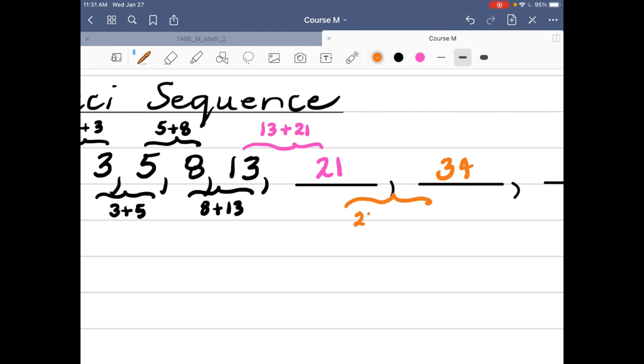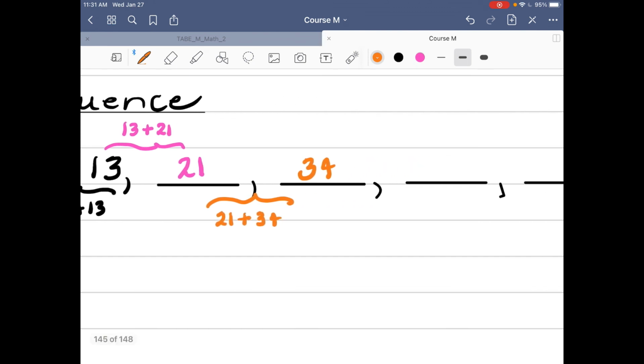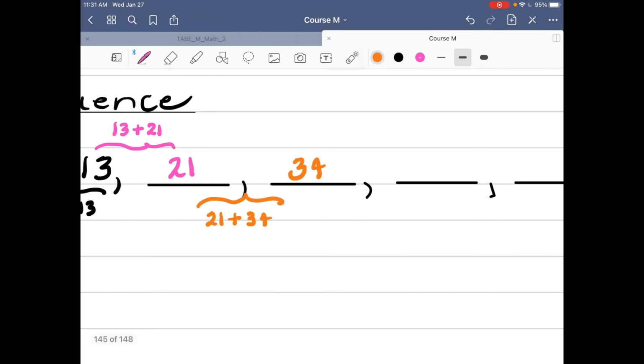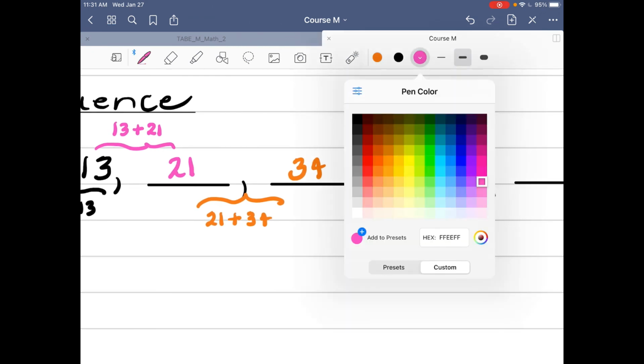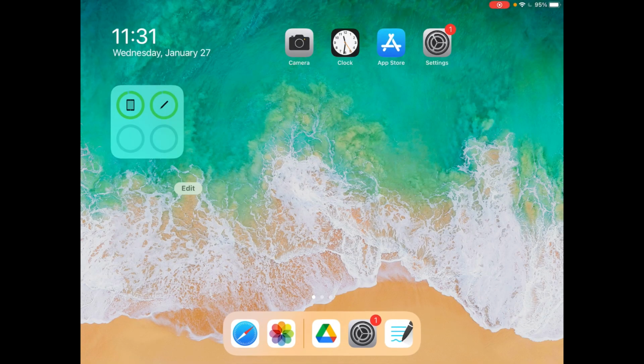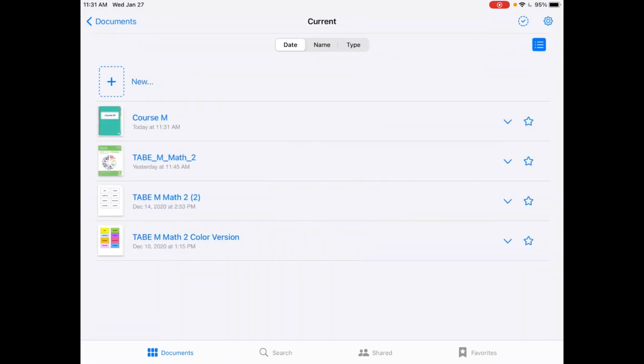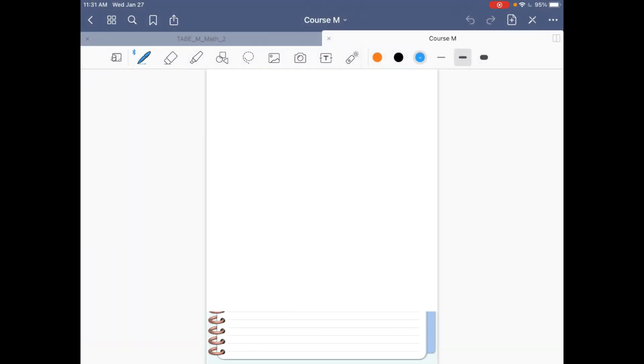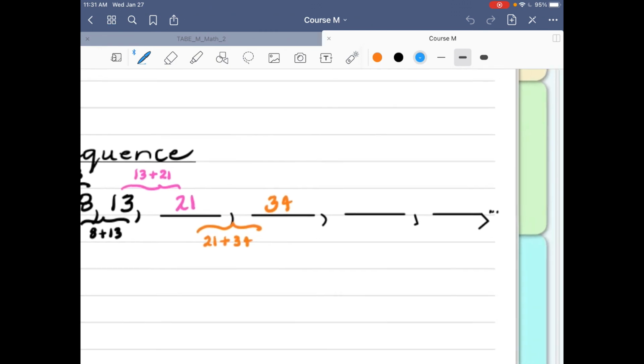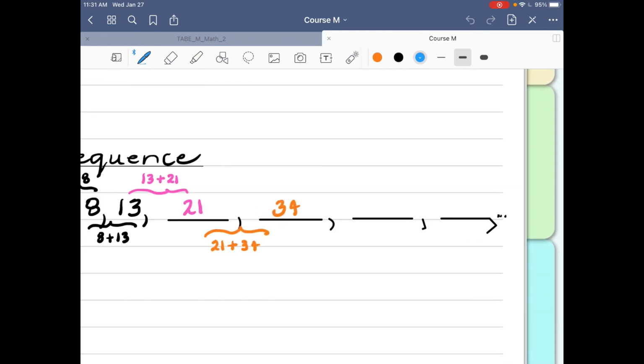21 plus 34 will give me the next number in the sequence. And I'll change colors on these so we can keep them straight. Sorry, I don't know what happens when that happens. It just disappears. So I'm hitting something that I don't mean to hit. I'm sorry. 21 plus 34 is going to be 55.